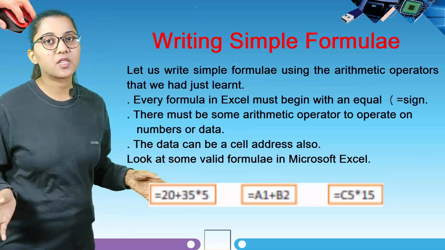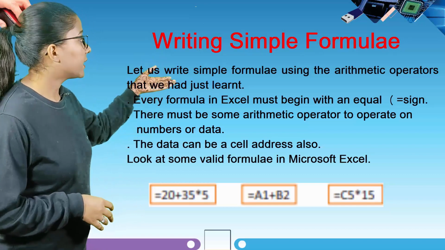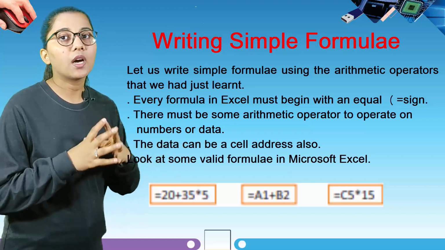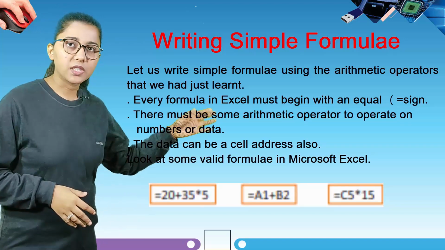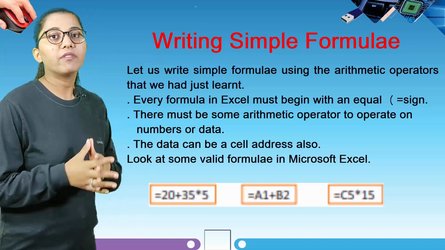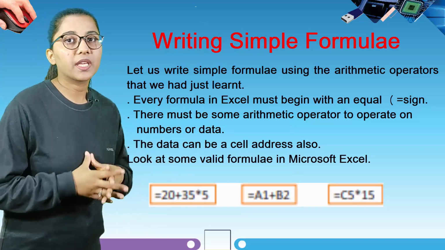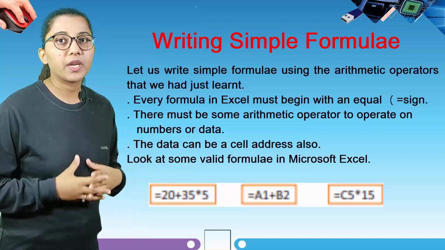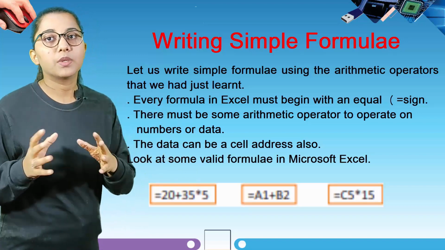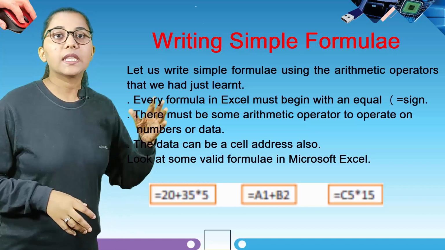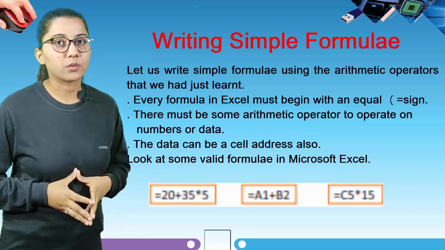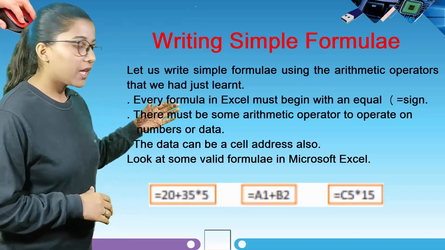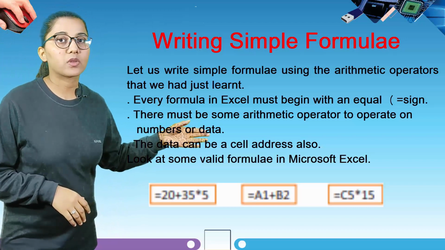Now students, let's jump to our next topic, that is writing simple formula. Let us write simple formulas using the arithmetic operators that we have just learned. First, every formula in Excel must begin with an equal to sign. Then there must be some arithmetic operators to operate on numbers or data. The data can be a cell address also. Now look at some valid formulas in Microsoft Excel. Here you can see some valid formulas of Microsoft Excel.